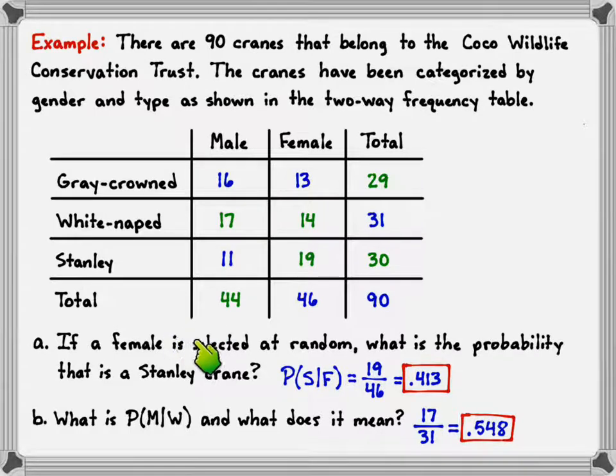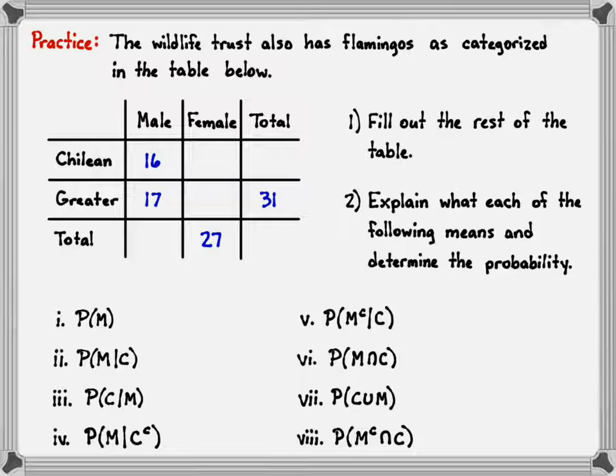I do want to point this out, that if you took the total males and put that over white-naped, that wouldn't make any sense. 44 out of 31 would be more than 100%, so you know you did something wrong there. But remember, conditional probability is we are focusing our attention to a certain subgroup, and that subgroup is this thing here, given that it's white-naped. And then we are looking for our event space to be inside of the white-naped. Okay?